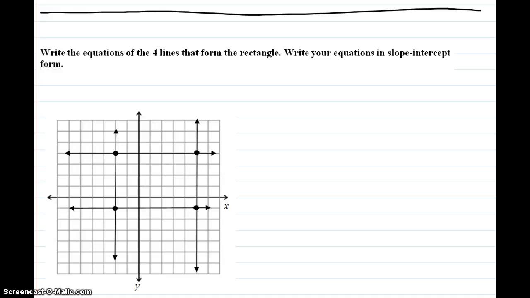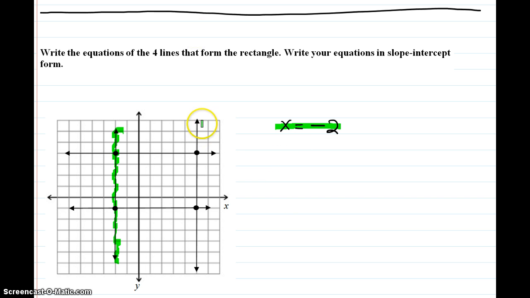When we have a vertical line, we're not going to be able to write it in slope-intercept form. And so to write that, we just say, where does it cross the x at? Where does it touch the x-axis? So this vertical line touches at -2. So that one is x equals -2.